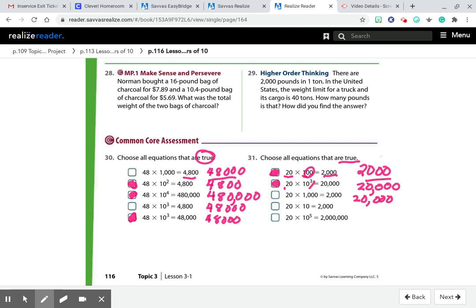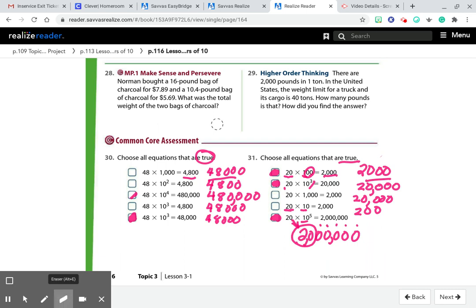20 times 10. Remember, solve a simpler problem. 20 times 1 is 20, and I bring 1 zero over. Nope, that's only 2,000. And then 20 times 10 to the fifth. 20 times 1 is 20, and I want 5 zeros. 1, 2, 3, 4, 5. And that should be 2 million. That one's correct. And don't get tricked, because remember, 20 times 1 is 20. There's that 20 right there. Then we have to put 5 additional zeros. So my final answer is actually going to have 6 zeros, because there's 1 that comes from the 20 times 1. So don't forget about that.